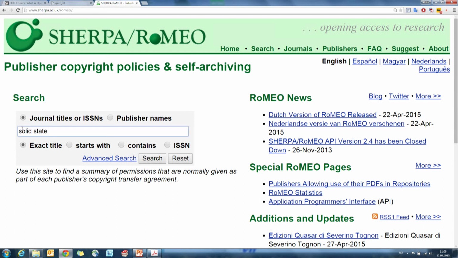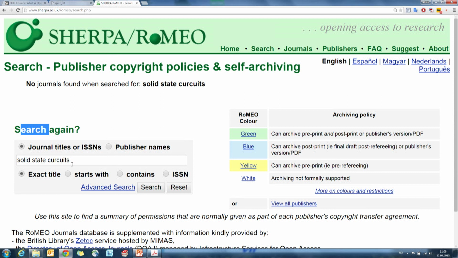Solid State Circuits. Exact journal title, and search. IEEE Solid-State Circuits. Can you repeat the journal title again? Solid-State Circuits.